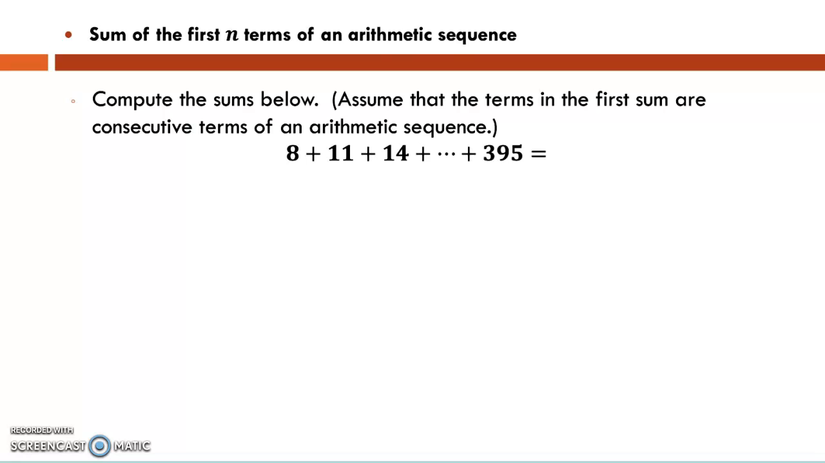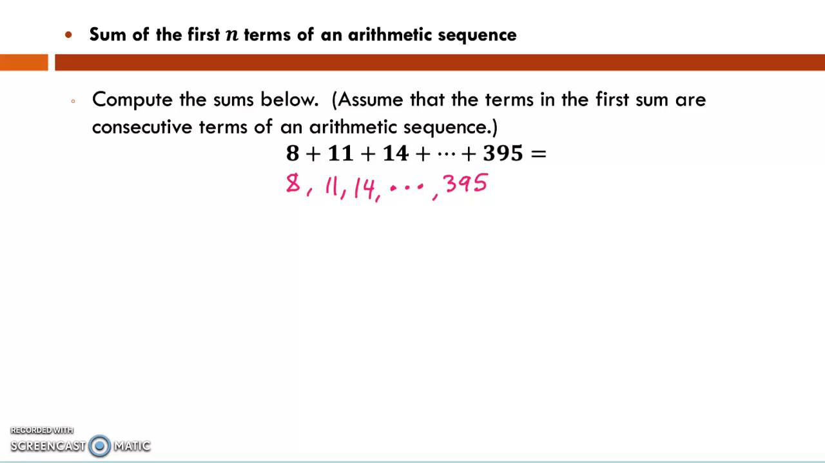So we're told to find the sum of all of these numbers that are in this arithmetic sequence. So what would this arithmetic sequence actually look like? It would be 8, 11, 14, and then we would keep going until we reach 395.